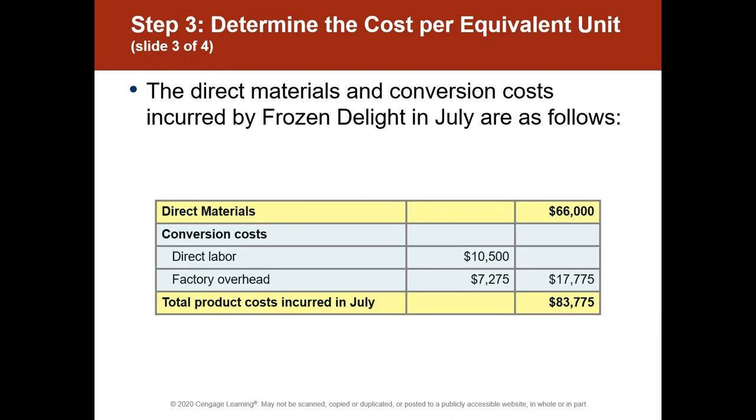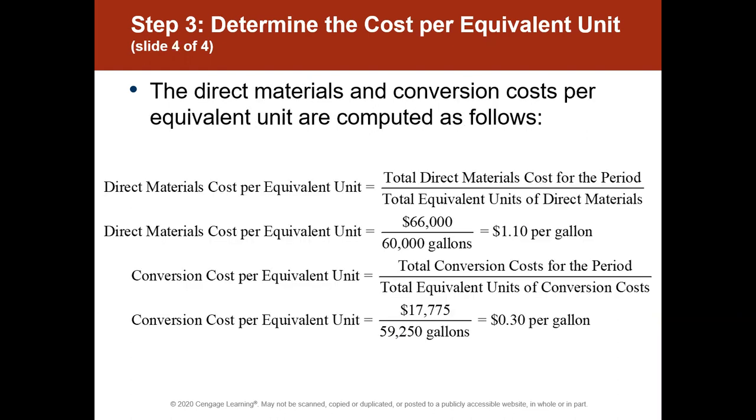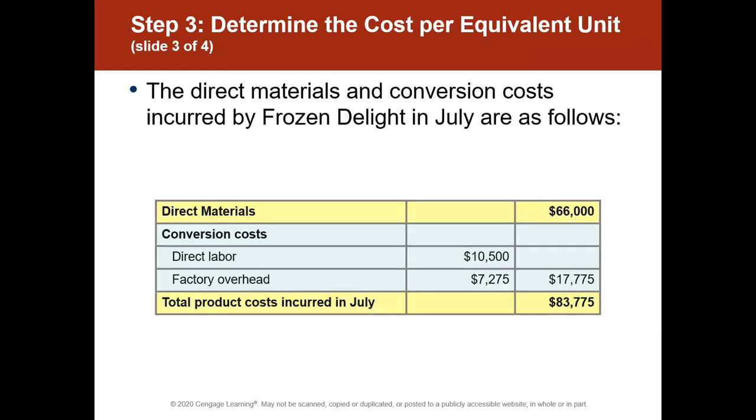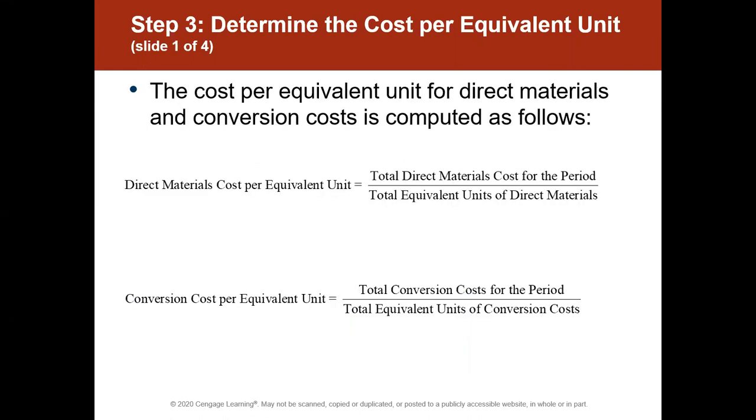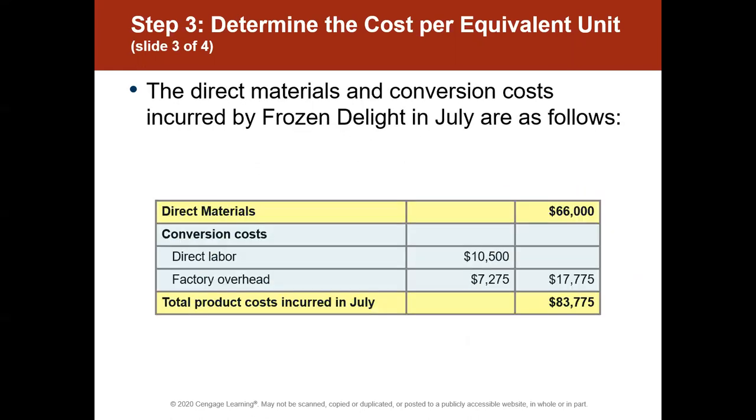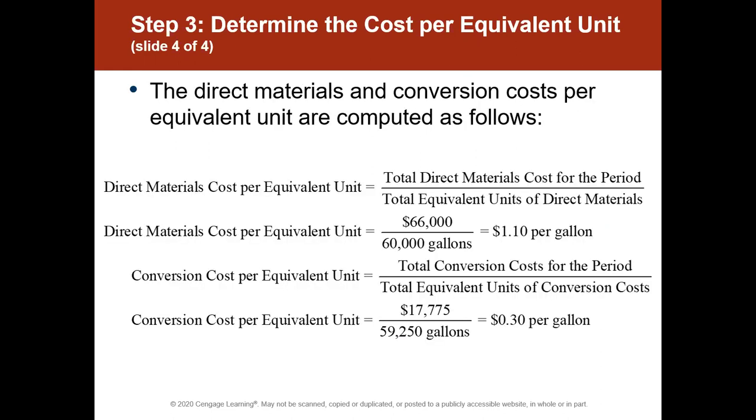there's our total costs incurred. So we're going to take the direct materials cost, $66,000, divided by the 60,000 gallons, the total equivalent units for the month, which gives us $1.10 per gallon. We do the same thing with conversion costs to get 30 cents per gallon.